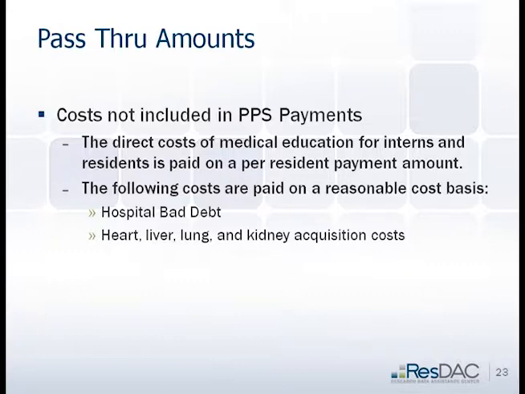There are other pass-through payment amounts that are not included in a DRG price. So there is a variable called DRG price. That's not the total calculation of what a hospital may or may not be due. I've already mentioned that the direct costs of medical education is paid on a per resident payment amount, so that's not included in an adjustment factor. Other things that can be paid on a reasonable cost basis is a hospital bad debt. So when CMS looks at the cost reports at the end of the year, a hospital may have a lot of bad debt, so they'll say, going forward, we're just going to give you an extra $100 per discharge to help you with your bad debt.